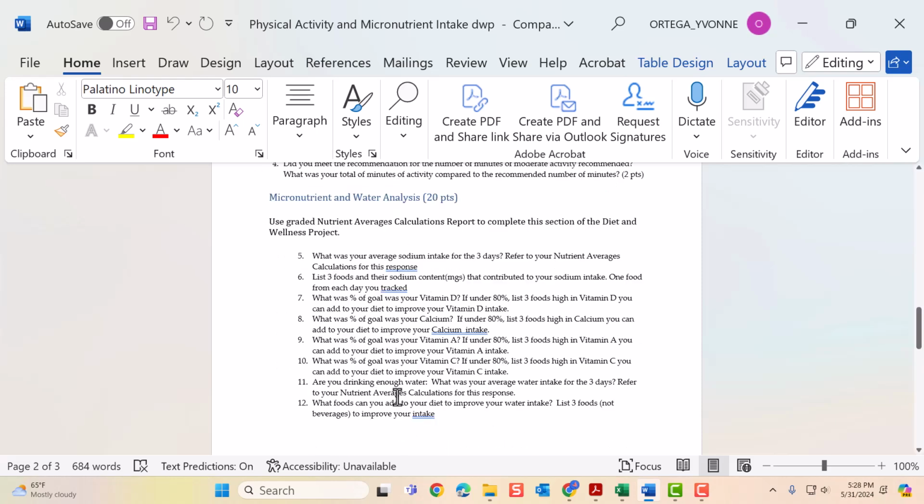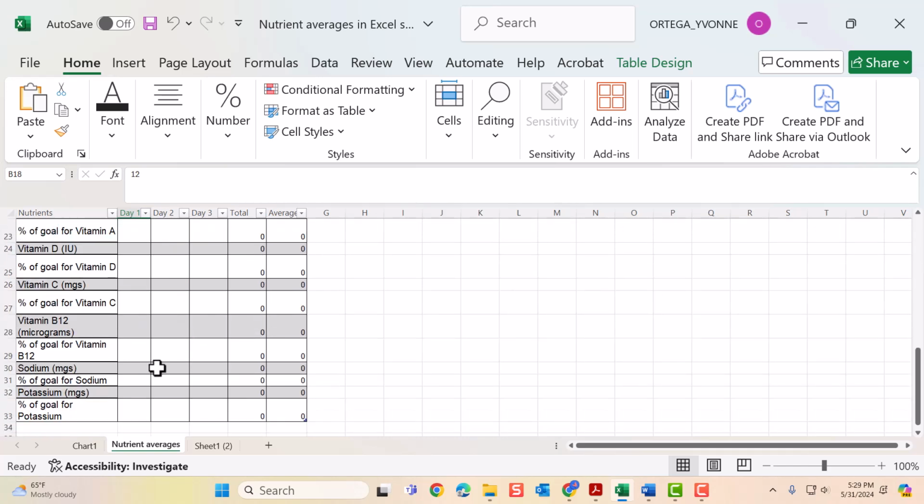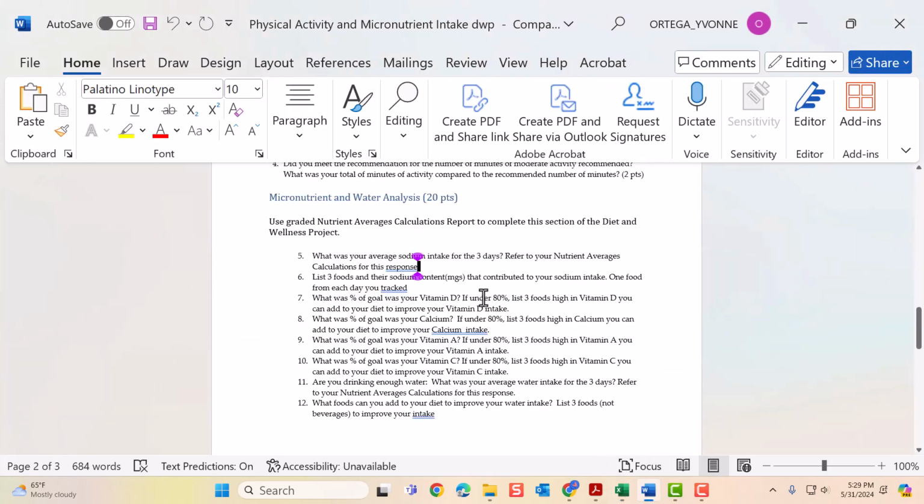And then the next part will ask you about your micronutrients and water. Very similar to what you did in macronutrient analysis, you're going to do here, which is, for example, sodium. What was your average sodium intake? Remember to always include units. I'm going to go to that nutrient averages, the Excel sheet that you've already been graded on, and you're going to look up, for example, sodium. This is the table. It doesn't have data populated. So sodium in milligrams, and you're going to type that here.